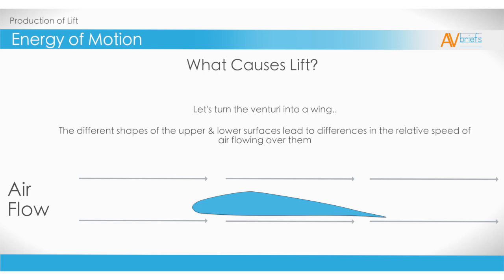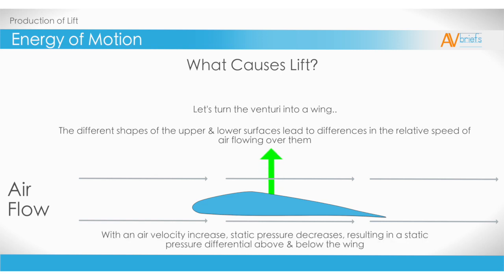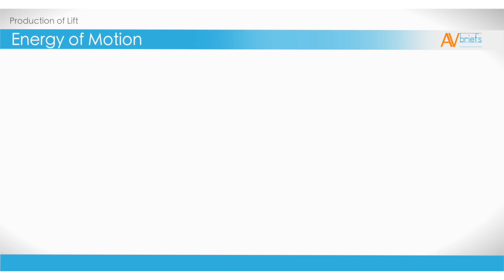The word velocity can be used to describe our vector. Velocity means the speed something is traveling in a given direction. So a greater velocity would mean a greater speed. With an air velocity increase, static pressure decreases, resulting in a static pressure differential above and below the wing. We now have a lower pressure on top of the wing, due to the increased airspeed. And we have a higher pressure below the wing, as it hasn't really had to change its speed, or to use another word, its velocity. That is how lift is produced.